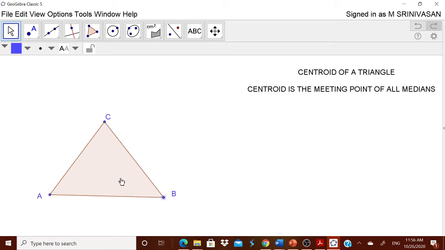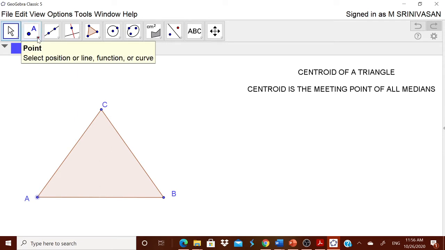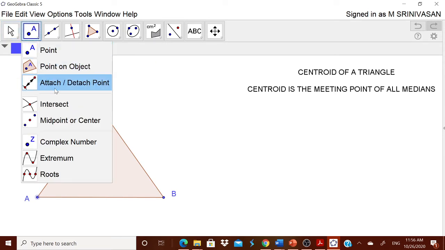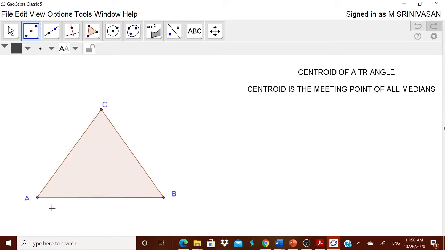You can make it a little bit bigger so that it will be very convenient for you to look. Now, we want the meeting point of all medians. Now, you can ask the children, what do you mean by a median? It connects the vertex with the midpoint of the opposite side. Now, there is one option in the point tool called midpoint. Very simple. You touch A and B, you will get the midpoint of AB. You touch A and C, you will get the midpoint of AC. You touch C and B, you will get the midpoint of BC. You have to touch either the 2 points or the segment. You can touch any of them.